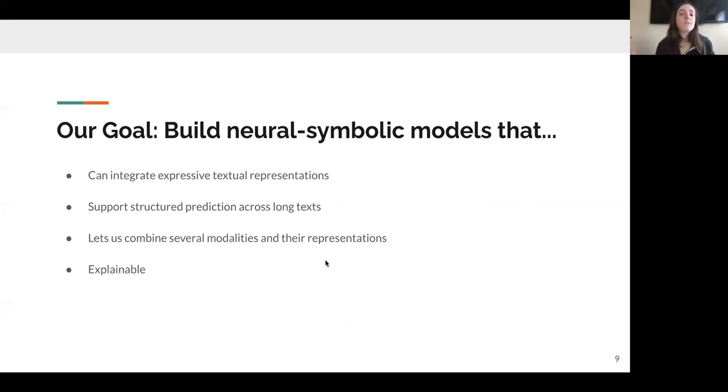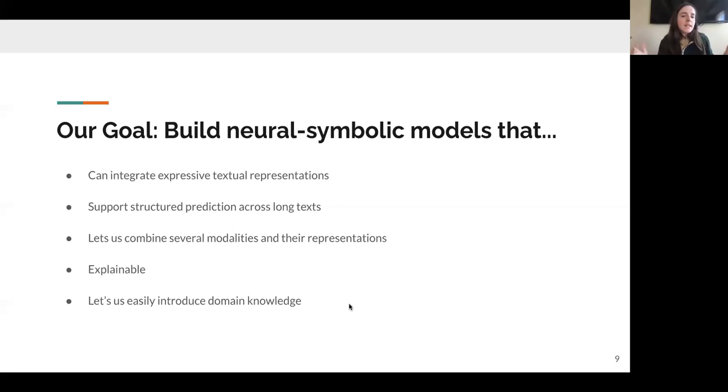And then explainable, right? That's the call to fame of symbolic models. I'm going to include some symbols here to explicitly reason about concepts, and then be able to know what's going on under the hood in my model. What am I modeling? What is being activated? To understand the predictions that I'm making and why.